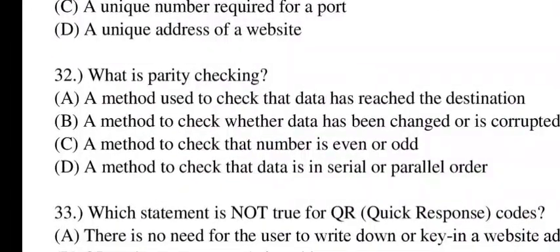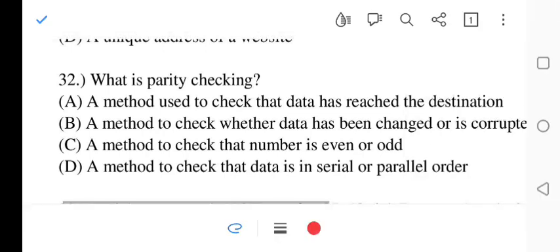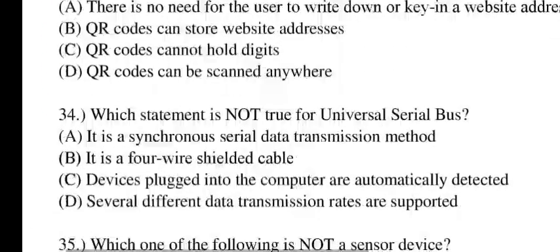32 says, what is parity checking? ABCD. A, a method used to check that data has reached the destination. B says a method to check whether data has been changed or is corrupted. C says a method to check that number is even or odd. D says a method to check that data is in serial or parallel order. 32, number B will be correct, a method to check whether data has been changed or is corrupted. That is called parity checking.